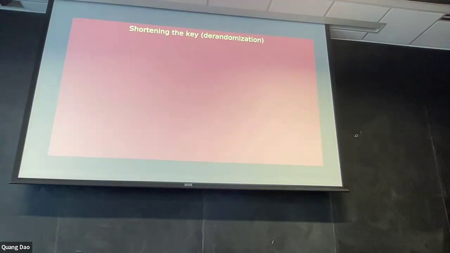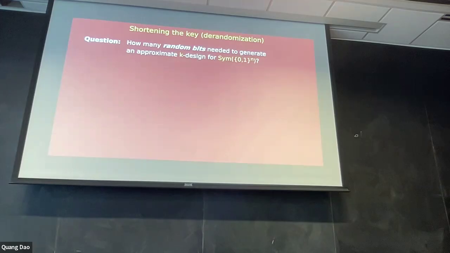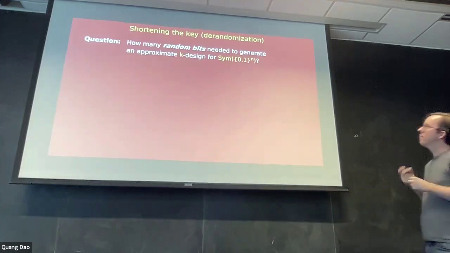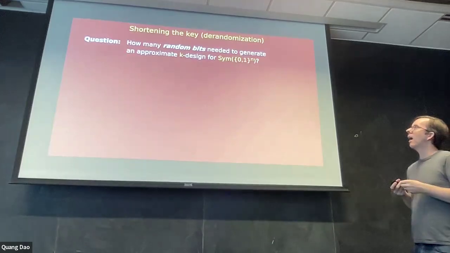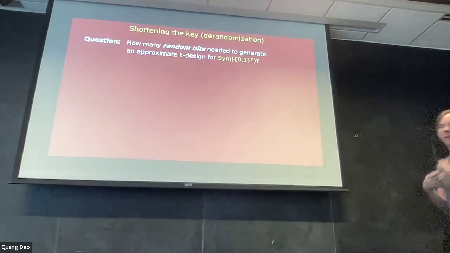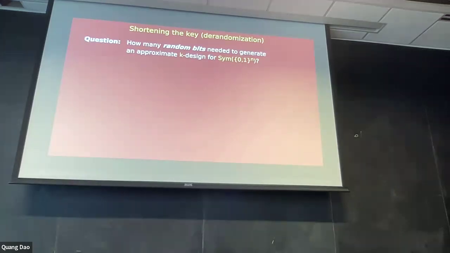Let me briefly say something about shortening the key before I go back to the main topic. This is the subject of de-randomization. You can ask this side question of how many random bits you need to generate a random circuit that is approximately k-wise independent. Oh, I used the wrong term here, k-design. It's the same thing.